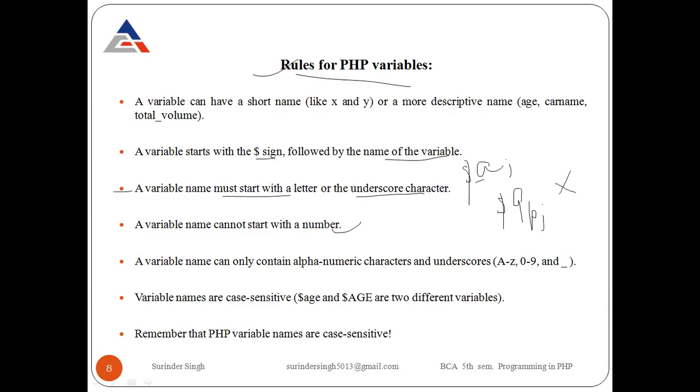A variable name can only contain alphanumeric characters and underscores. You cannot use any other special symbol. Only underscore can be used. Variable names are case sensitive. As we saw in previous lectures, if you declare age like this, and then use it in capital case, these are different.